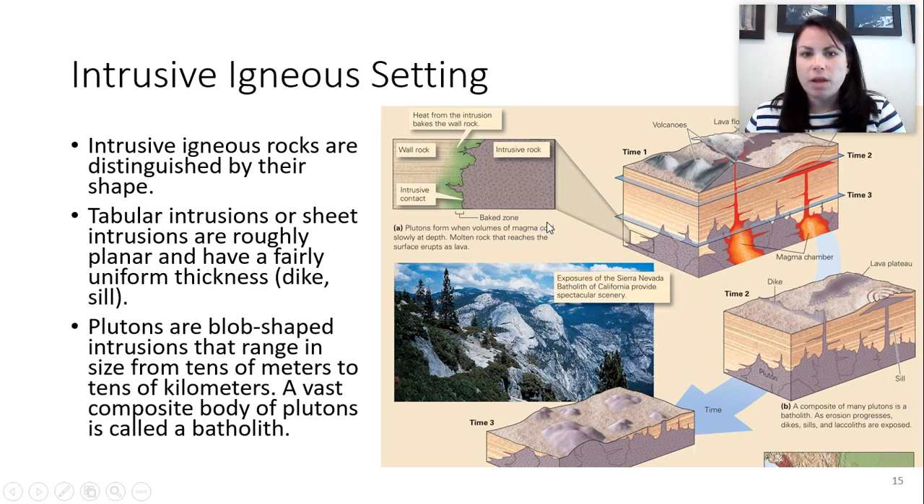So here's an example. We have an intrusive rock, and between the wall rock and the intrusive igneous rock here, we have a contact. And again, these are rocks that cooled below ground, intrusively. These larger blob-shaped intrusions can accumulate over time, and this is where we get a batholith. Some exposures of the Sierra Nevada batholith are seen here in the Sierra Nevada.